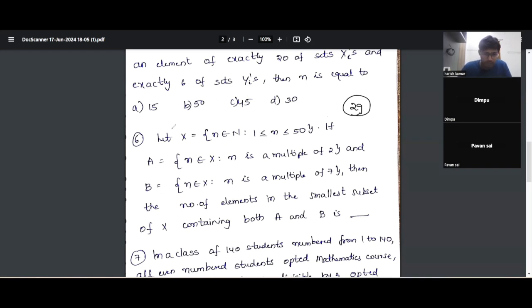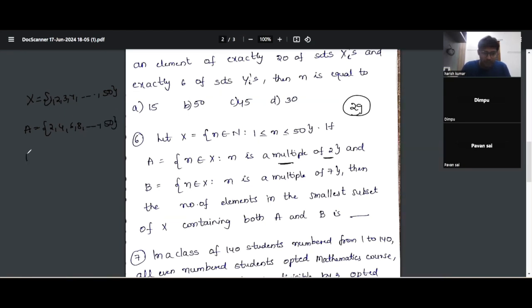Okay, fine, no problem. All right, we will discuss this problem. Okay, so first of all, set X is a set which contains all the natural numbers from 1 to 50, right? So 1, 2, 3, 4, and so on to 50. Set A is such that n belongs to X, that means it belongs to the elements of X, and there is one additional condition. What is the additional condition? The additional condition is that n is a multiple of 2, right? So set A will be 2, 4, 6, 8, and so on to 50.